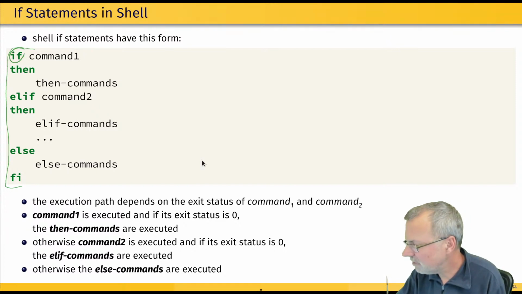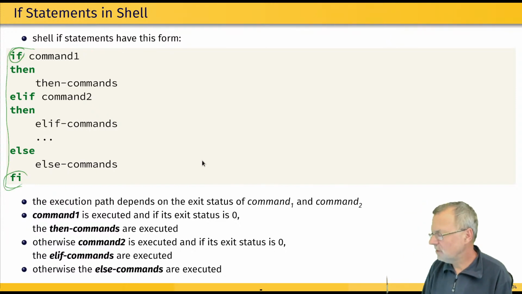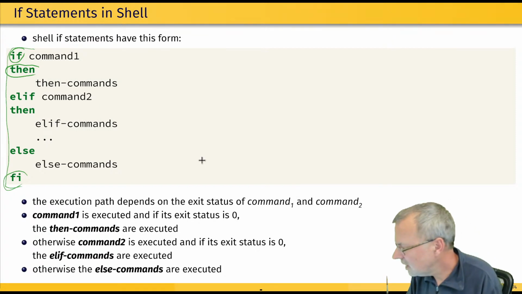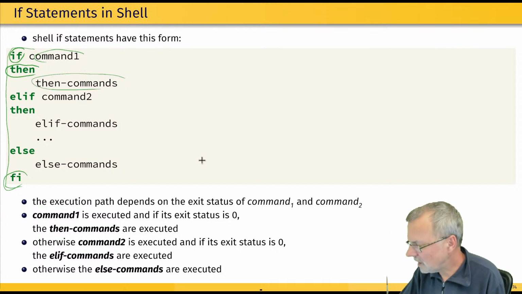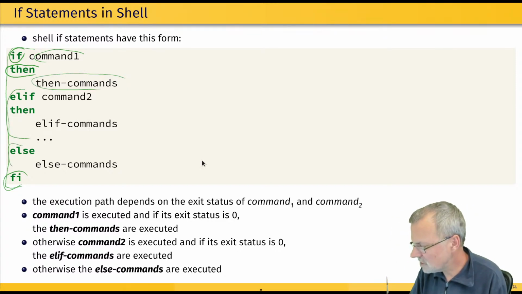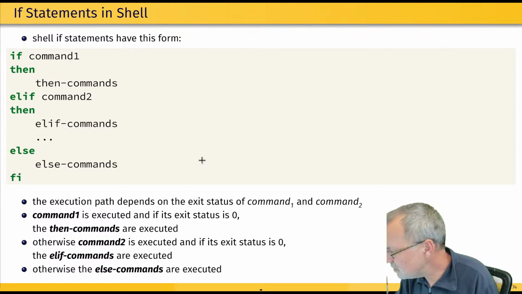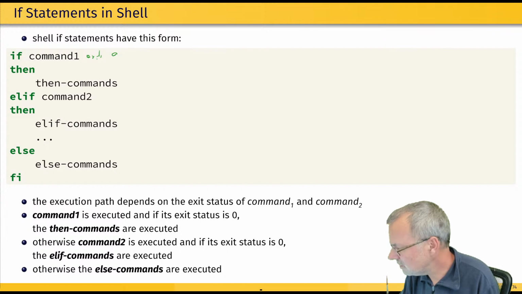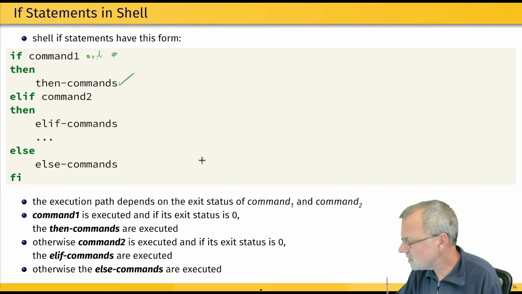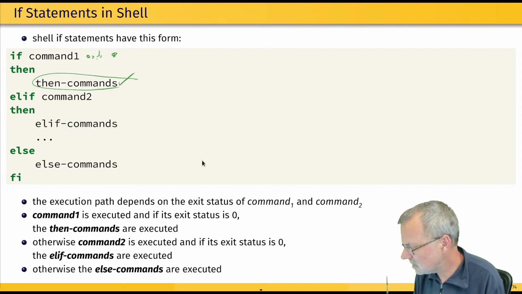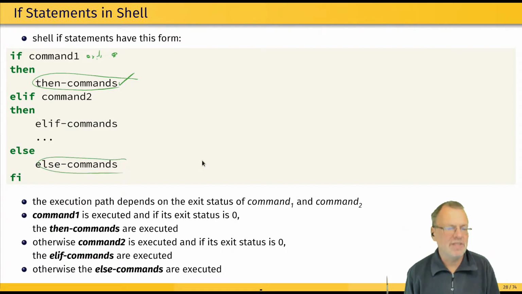But we have if and fi for the start and end of an if statement, and then. So every if statement has to have those 3 keywords in shell: if, then, fi, and it's if command, then commands. We can optionally have an elif section and an else section, both optional. If this command succeeds, these commands are executed. If this command exits 0, these commands are executed. If it exits 1, these commands are not executed. If there's an else part, the else part is executed.